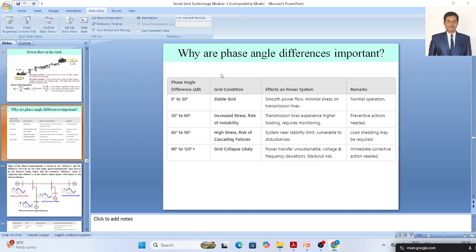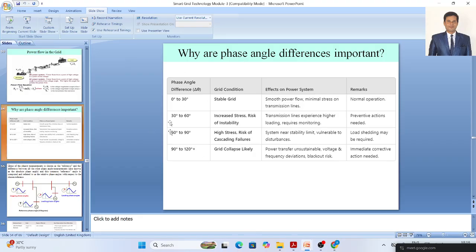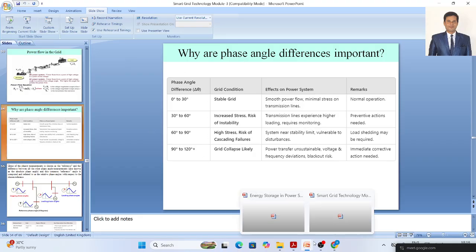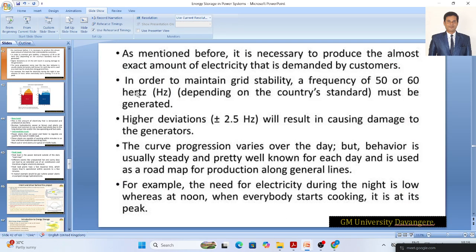Okay, you have to maintain the phase angle. So that is the reason, right? These are the things you have to maintain, the phase angle for your grids, to make the system more stable. Okay, now you can read this point.